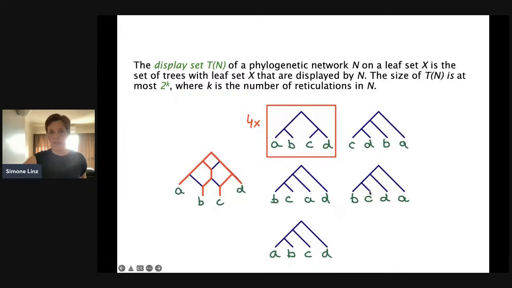That's because this tree with the 2 cherries, A B and C D, is displayed several times by the network. One way to display it is by using the edges indicated in red. Another way to display it is by using these edges indicated in red. So there's some freedom in how we choose the edges to display this tree, and in total, there are 4 possibilities to display the tree. Together with the other 4 trees, that gives us, again, 8. But since we're talking about a set, the set only consists of 5 trees.